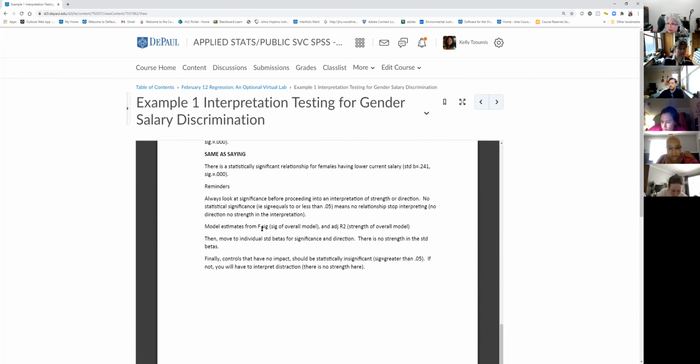Model estimates: the F-sig is for the overall model. The adjusted R-square is for the overall strength. Then move to your standardized betas for significance and direction only. There is no strength in standardized betas.